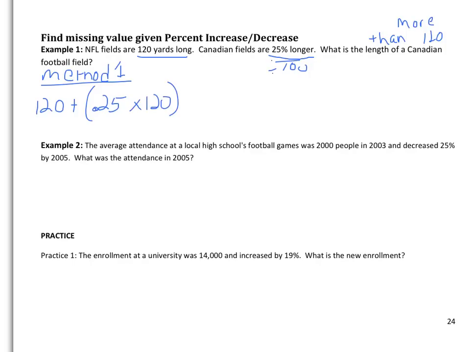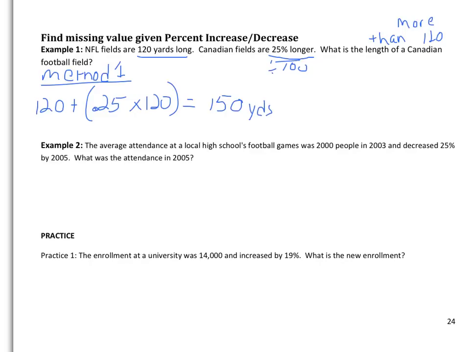Okay, so if we look at this equation, and basically we're writing an equation on this, we have 120 yards plus, because it's getting bigger, okay, 25% of what? 25% of the 120-yard field, the NFL field. Okay, and when you do that, you would get, and again, you can plug it right into your calculator exactly the way you see it. Just make sure you use parentheses, and you're going to get that the Canadian field is 150 yards.